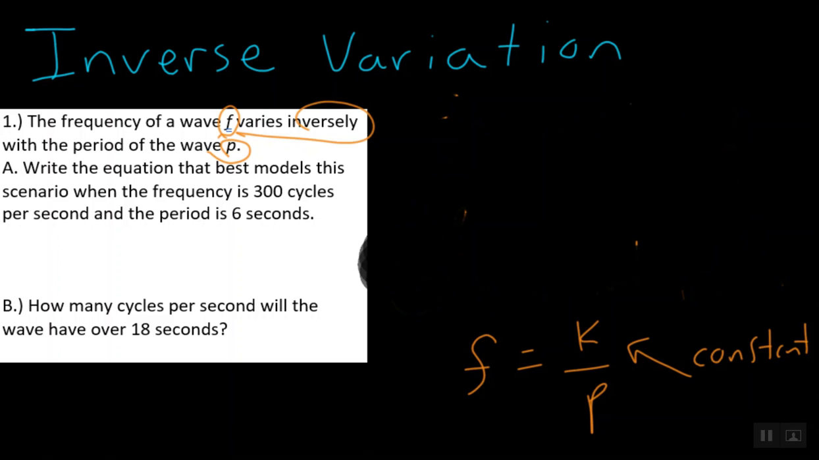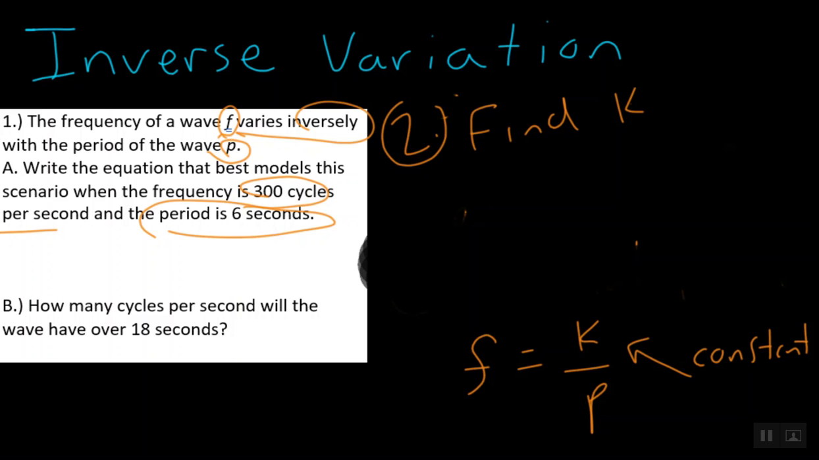Okay, now this brings us to step number 2. And step number 2 is we actually want to find the constant k. All right, so let's just go ahead and write that. We want to find what k is. Okay, and in order to do this, we always have to look into the problem and find out what are the specific numbers that they give us. It says write the equation that best models this scenario when the frequency is 300 cycles per second and the period is 6 seconds. Okay, so they tell us the frequency is 300, so I write 300 in place of f.